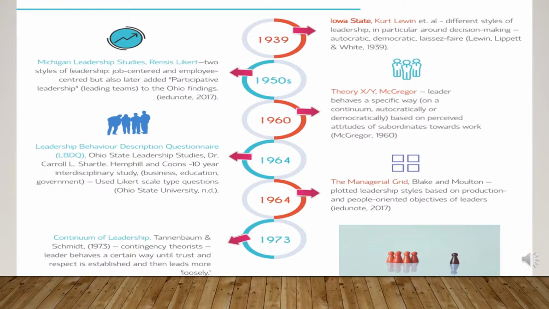In 1973, there was a continuum of leadership created by Tannenbaum and Schmidt, which was moving towards contingency and situational leadership theory. They believed that leaders behave a certain way until trust and respect is established, and then they lead more loosely.